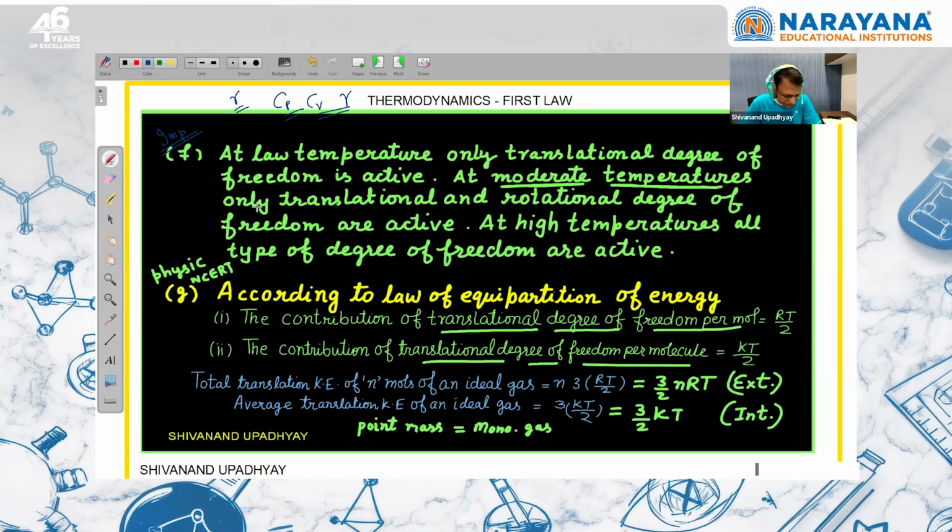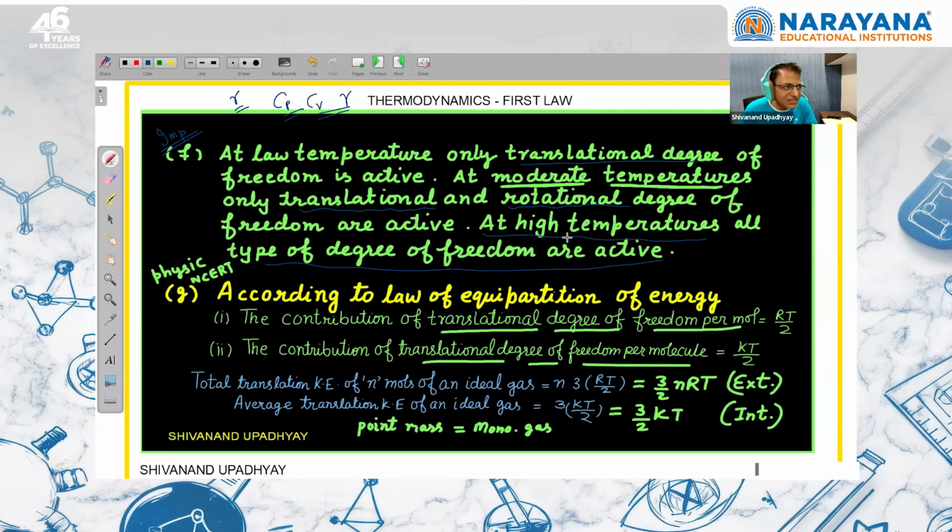So this is important: when we are talking in general, for most of the molecules we are studying at moderate conditions of temperature and pressure, there are only two types of degree of freedom which are active. One is translational and the other is rotational. When the temperature is very low, only translational degree of freedom is going to be active, and under drastic condition, all the three types of degree of freedom are active. Drastic means at high temperature condition.